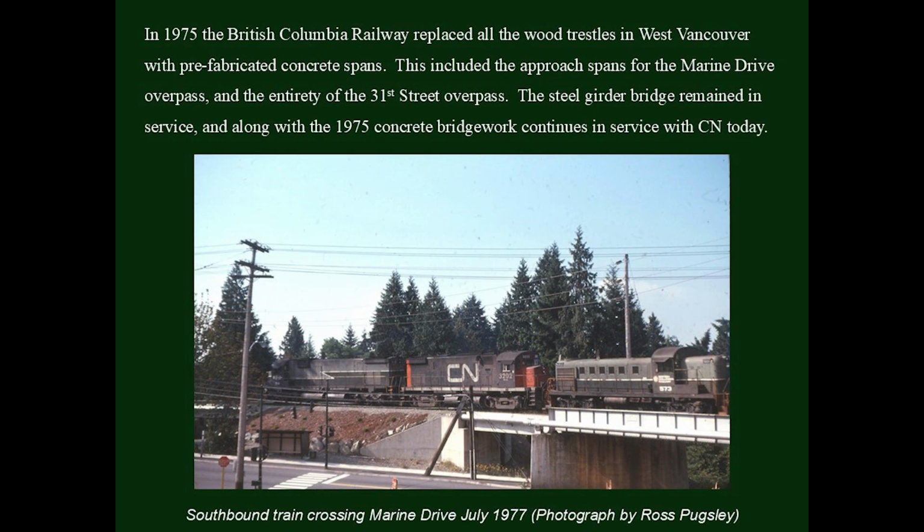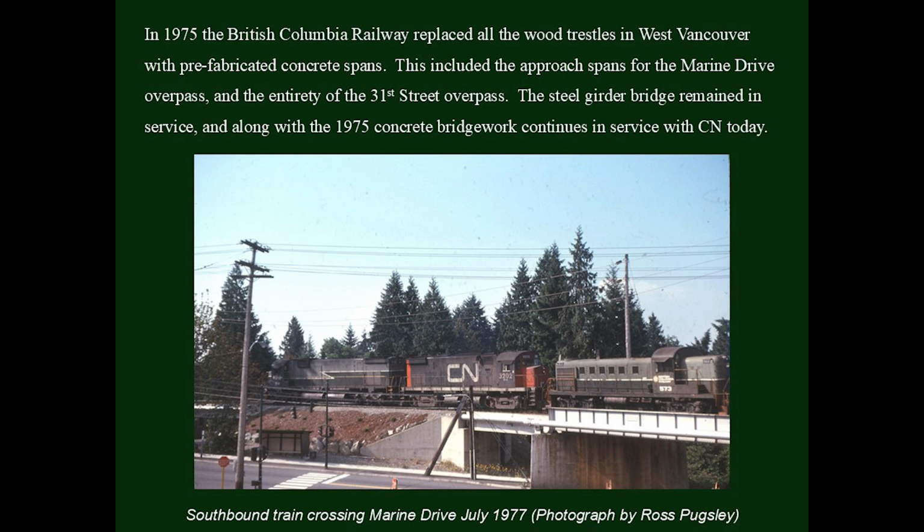And then a year after that photograph was taken, the British Columbia Railway replaced all the wood trestles in West Vancouver with prefabricated concrete spans. This was done during 1975. This included the approach spans for the Marine Drive overpass and the entirety of the 31st Street overpass.